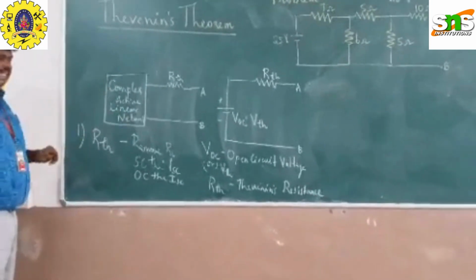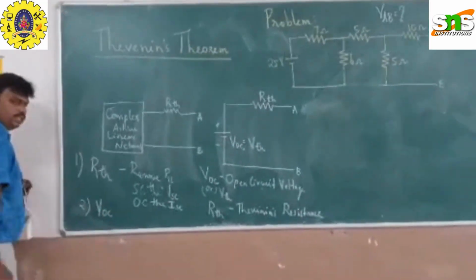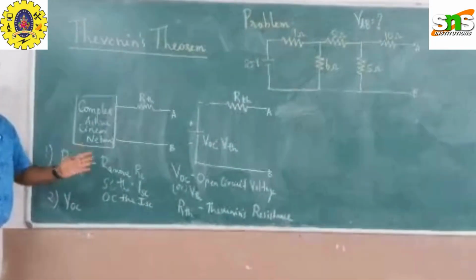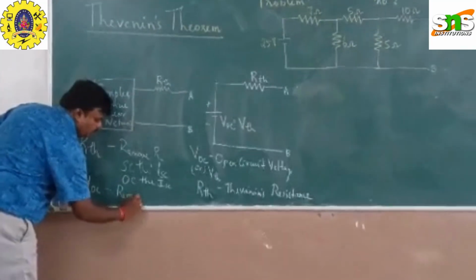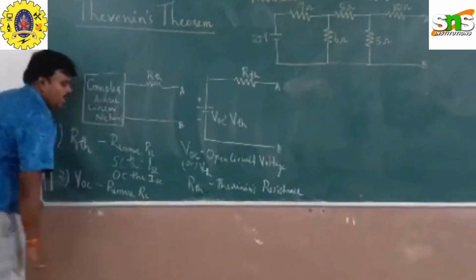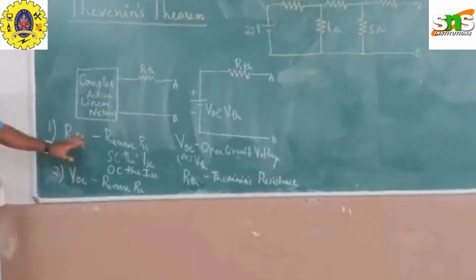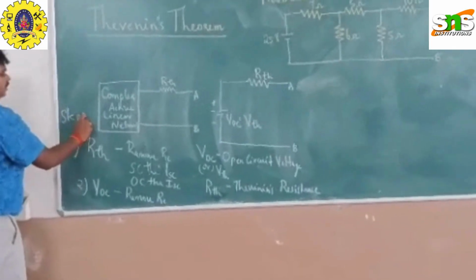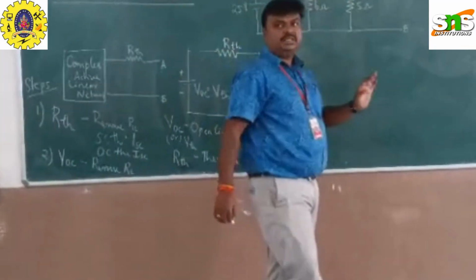What is the second step? The second step is to find the value of VOC. To find the value of VOC, we have to remove the load resistance, and find the current and then the voltage passing through the circuit. These are the two steps to be followed for Thevenin's theorem. With the same two steps, I am going to implement this in this problem.